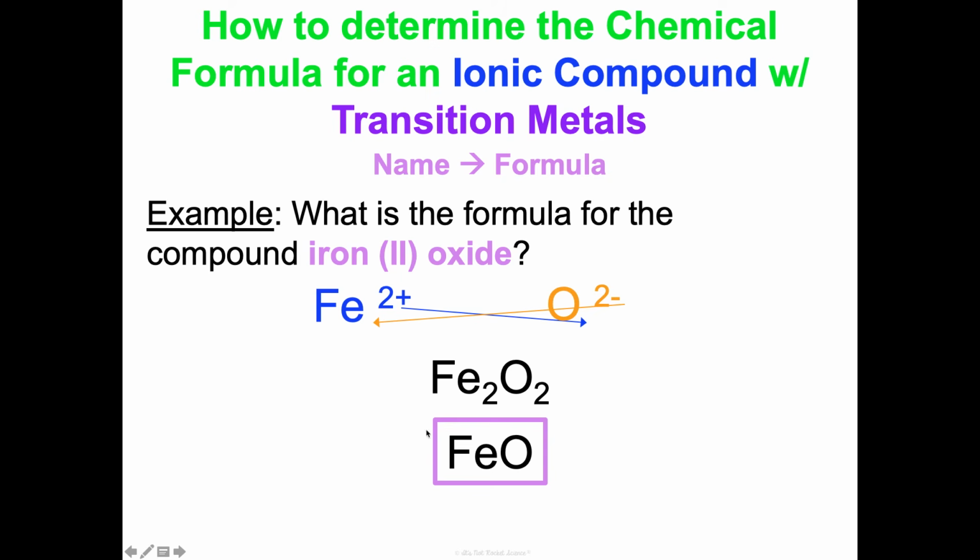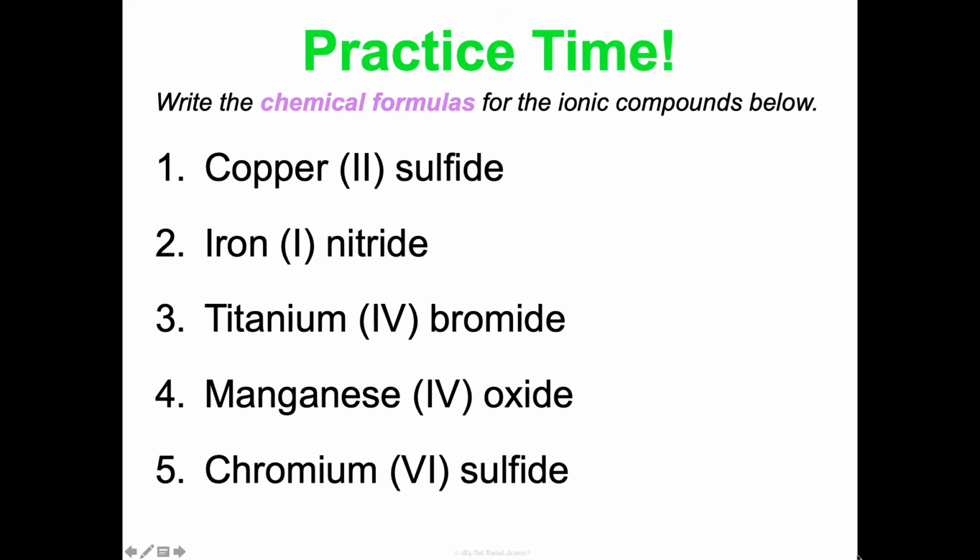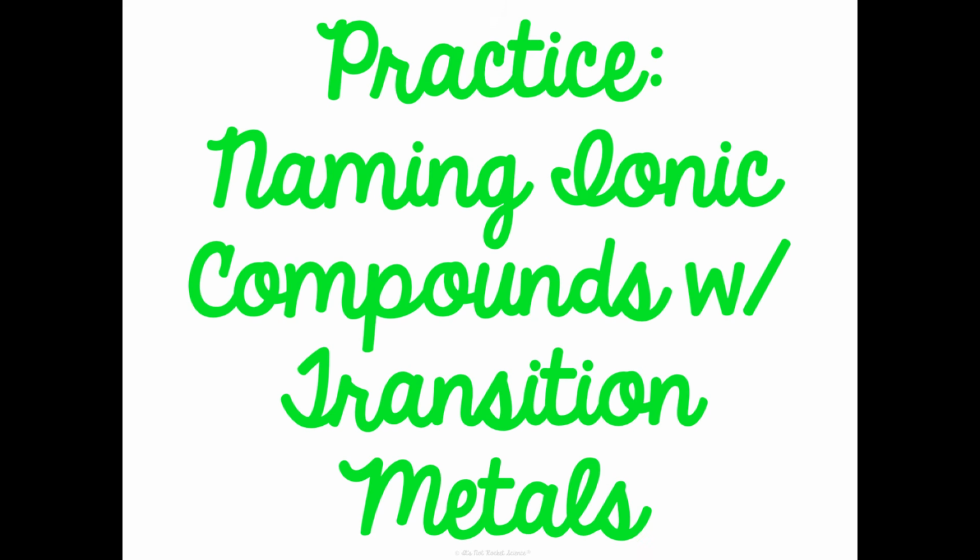And you can double check. 1 iron with a +2 charge and 1 oxygen with a -2. +2 and -2 give me 0 charge overall. So it hits our rule of 0 charge. All right, here's some of these for you to practice. And again, we'll do even more practice with these transition metals.